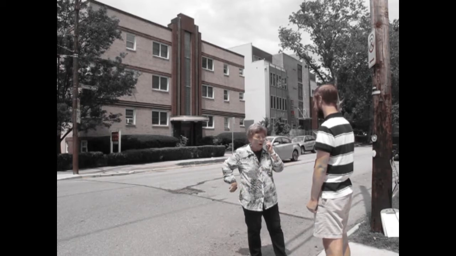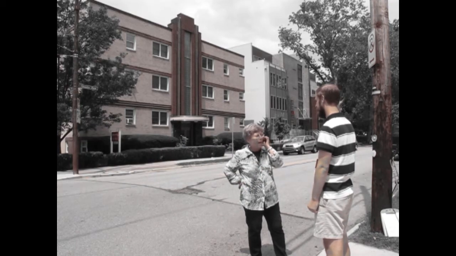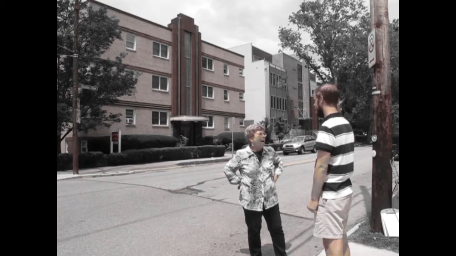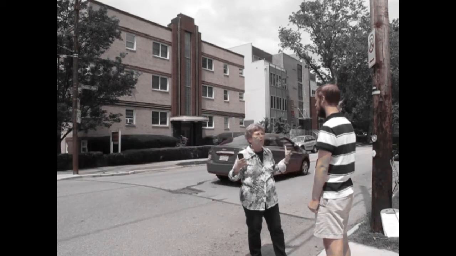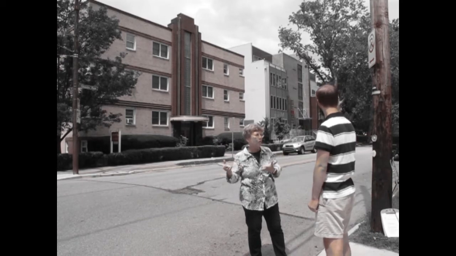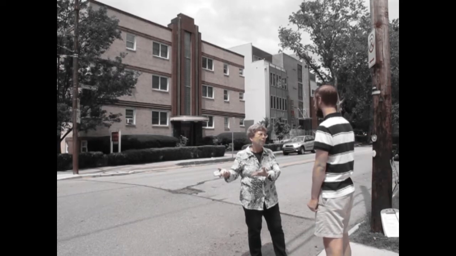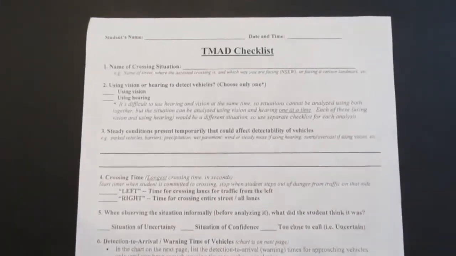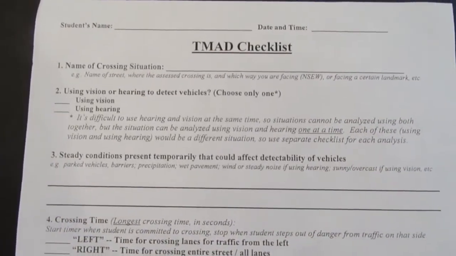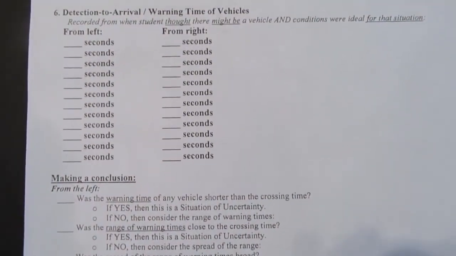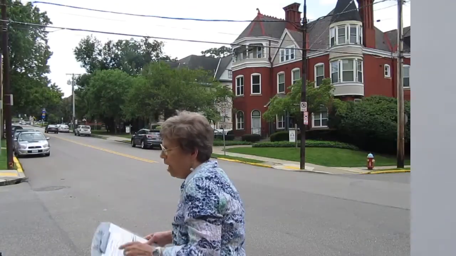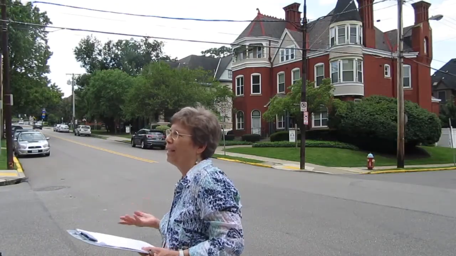Because this was for demonstration purposes only, we stopped the training for intuitive understanding of crossing time once Josh had been correct only once, and you will see what happens when he tries to compare his crossing time with the warning time of approaching vehicles. We will use the TMAD checklist, filling out the detection to arrival times or warning times of approaching vehicles, and then make a conclusion. All right, you've got your intuitive crossing time.